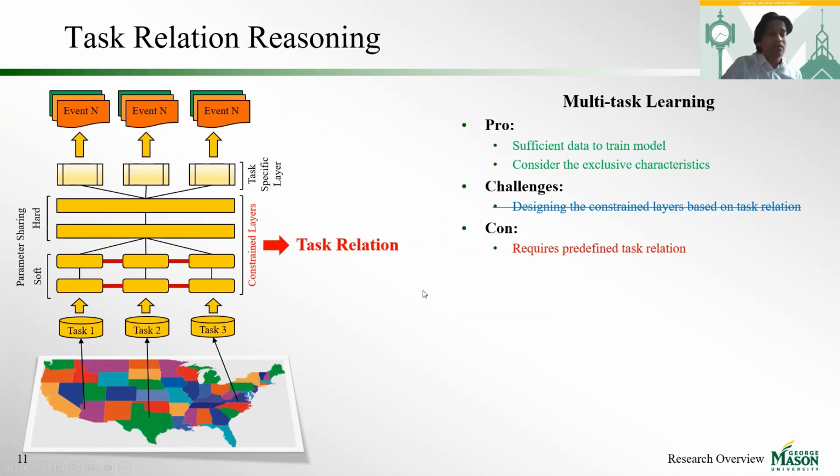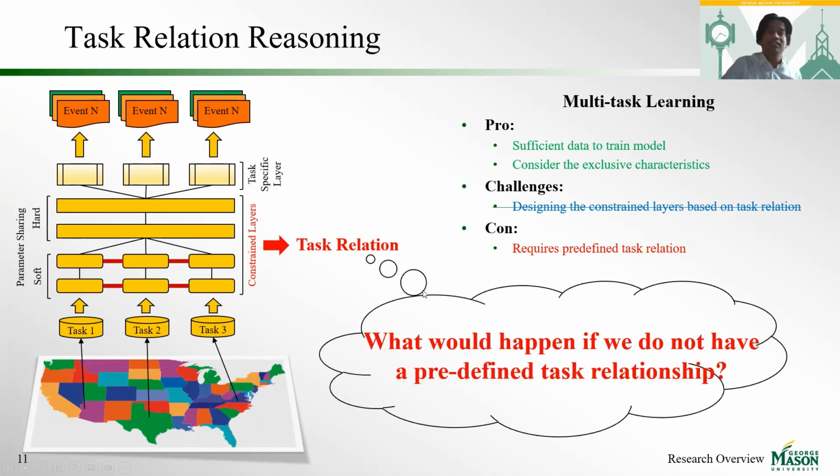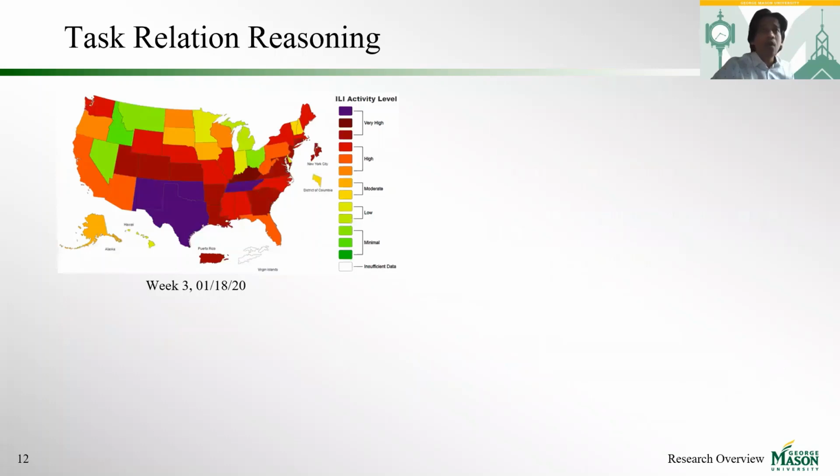So there comes the second research question. What would happen if we do not have a predefined task relationship? Because the previous two works were totally based on a task relationship we already had predefined. Now, what would happen if we don't have that relationship? So there, I'm going to give you another example.